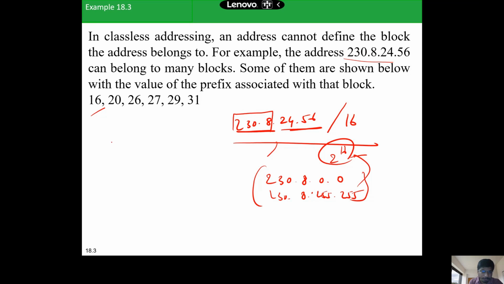If I change the same requirement now and associate a prefix value, say this IP is given and /20. Now can you tell me what will be the number of addresses in this particular block that you can have? What will be the first address and the last address? Just take out your notes and try it out.